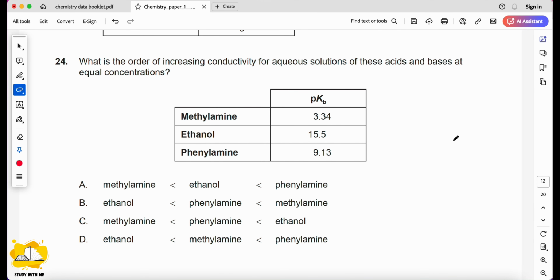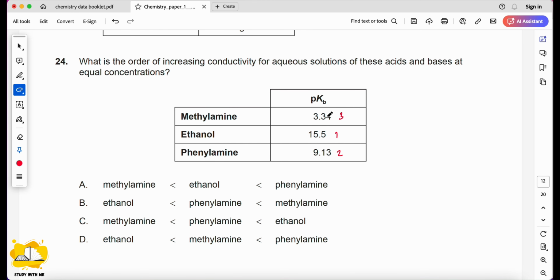Number 24. What is the order of increasing conductivity for aqueous solutions of these acids and bases at equal concentration? If pKb is smaller, it will give a stronger base. So we can say ethanol is the weakest one, and then phenylamine, and then methylamine. Okay, so when it comes to conductivity, it is more about the amount of free moving ions.